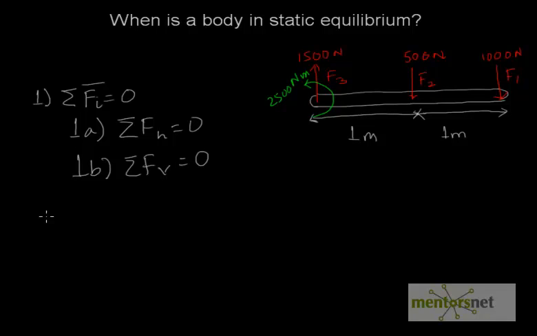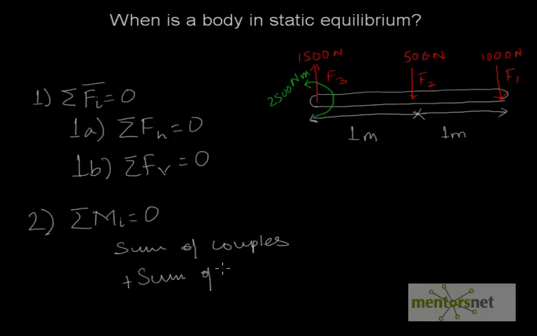Now the second principle, which you need to test for only if the first principle is proved valid, is sigma Mi is equal to 0. That is, the sum of all moments is equal to 0. Now the sum of all moments is defined as the sum of couples. For instance, this 2500 Newton meter will be counted in the couples, plus the sum of moments of forces about any one point.